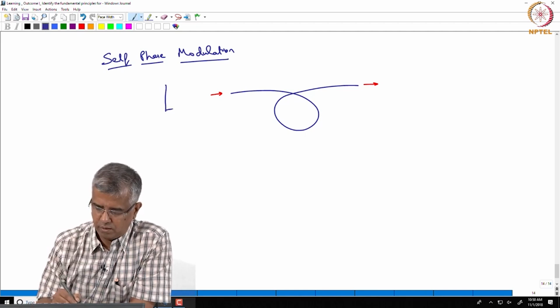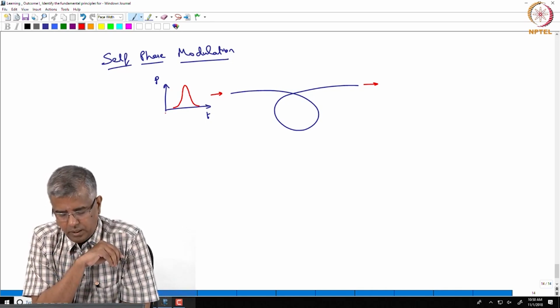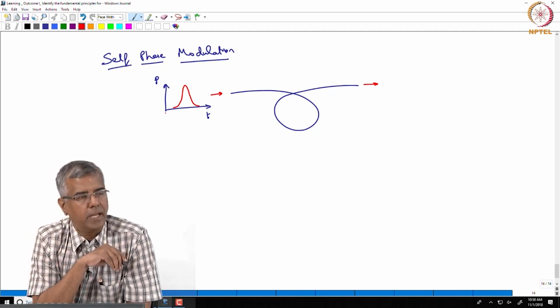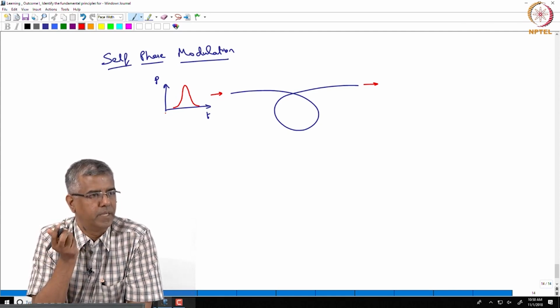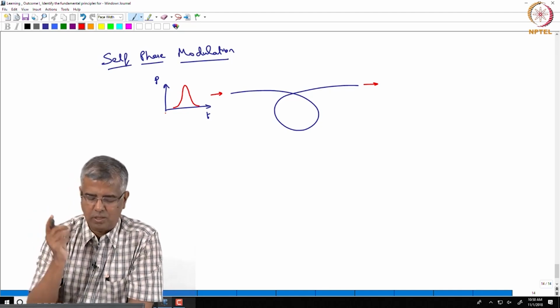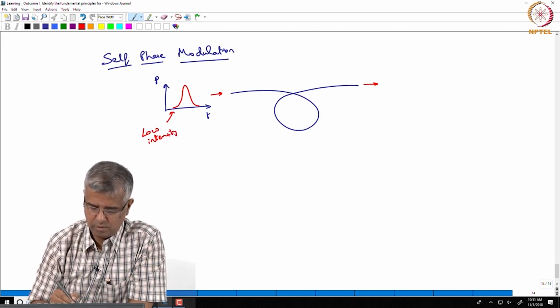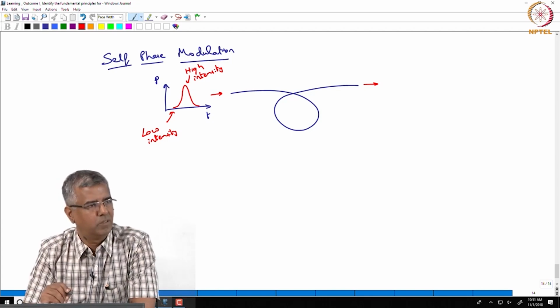If you are sending in, let us say a pulse of light like this, okay. So, what you have in this case is, depending upon the intensity of the light, you have a slightly different response of the medium, right. So, what you can say is, if it is low intensity, you have a linear response. So, clearly these regions where there is low intensity, the medium responds linearly, whereas these regions where you have high intensity, they are going to see a different response.